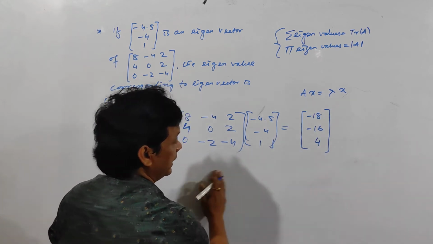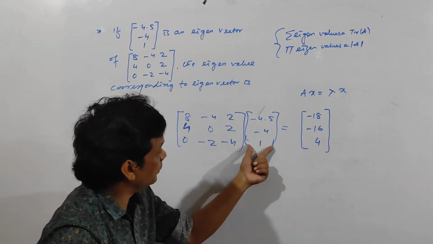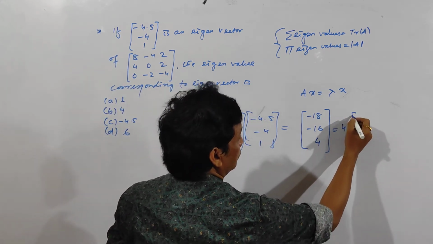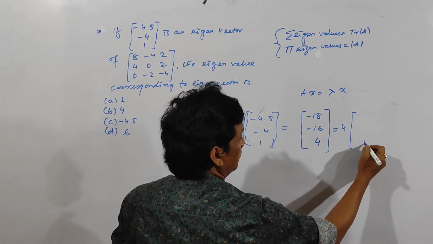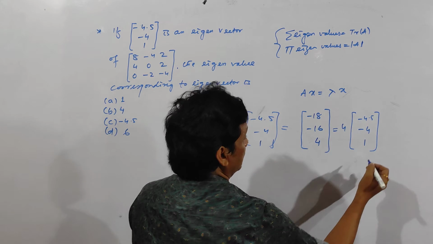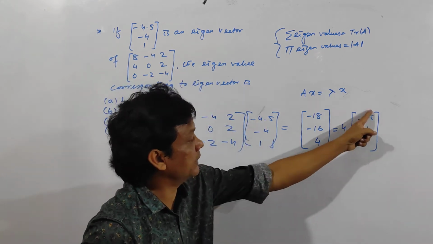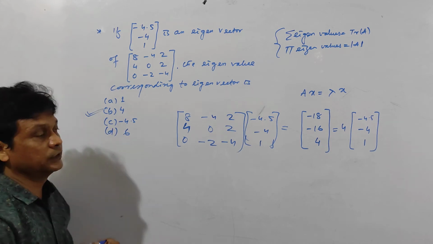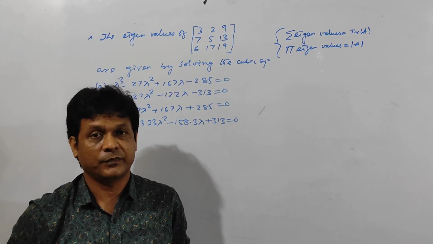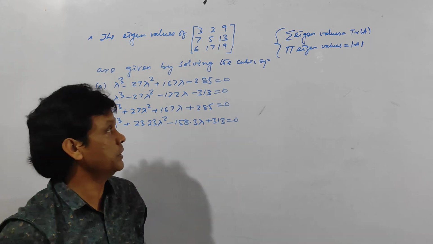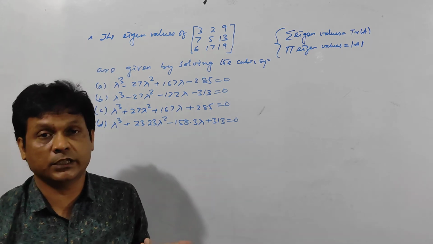So how much should you take common so that you will get this factor? So take 4 common. 4 into, if you take 4 common, this will become 1, this will become minus 4, this will become minus 4.5. This one is x, this one is x. So lambda into x, so eigenvalue is 4. Clear?